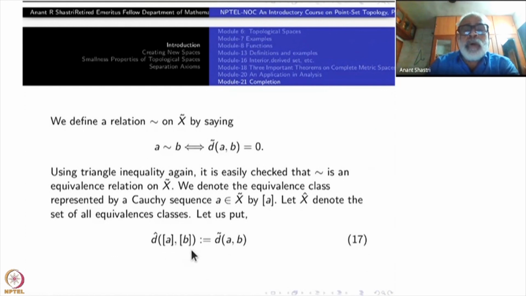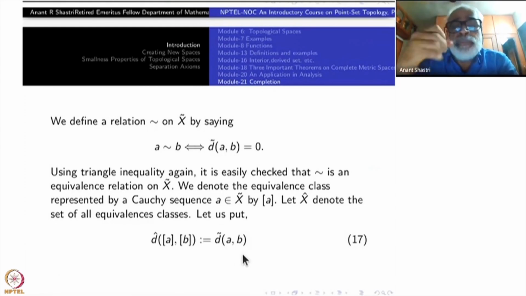Now I want to modify this definition. d hat on two equivalence classes is nothing but d twiddle of AB, where A and B are representatives. Let us put this one. To say that this is well defined, what do I have to do? I have to show that this right hand side is independent of what representatives I choose. So they are all the same. Then this left hand side can be equal to right hand side, makes sense.